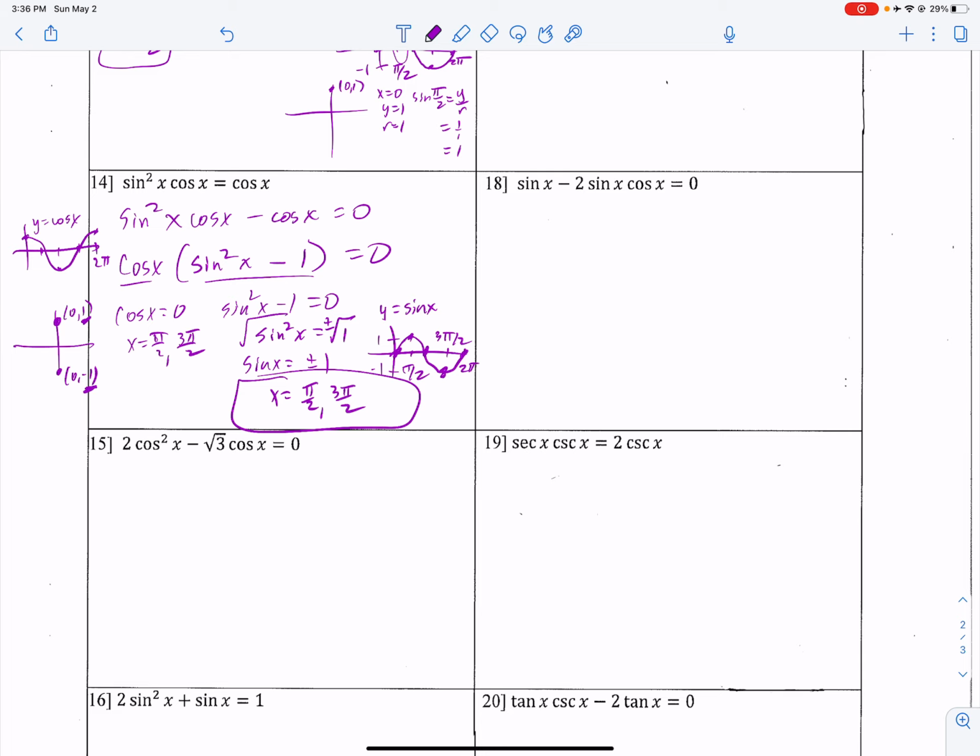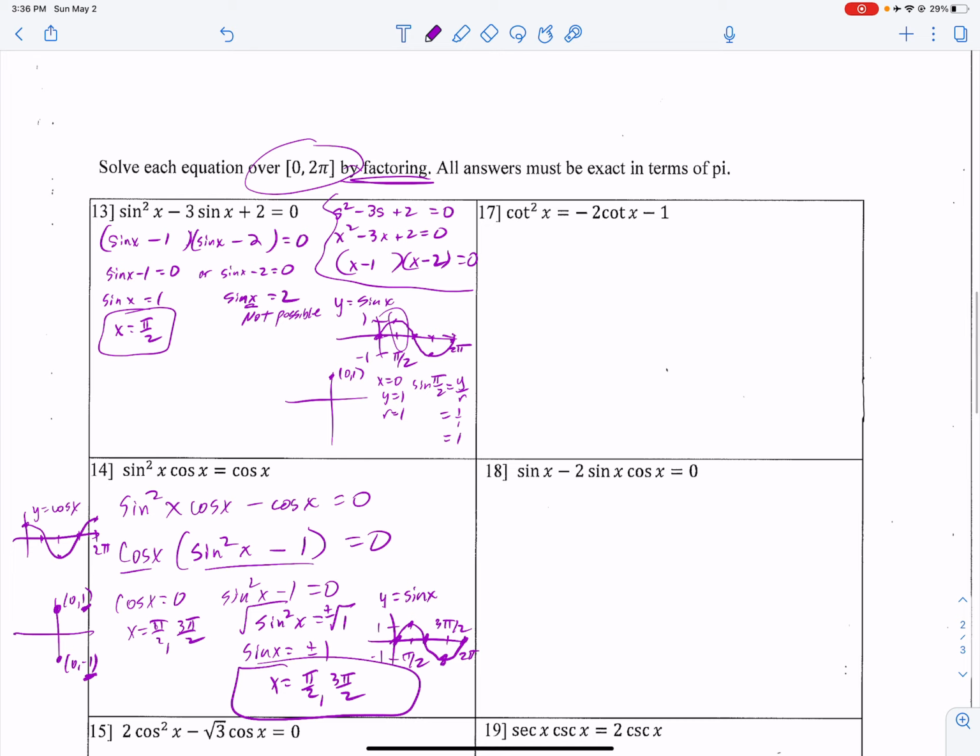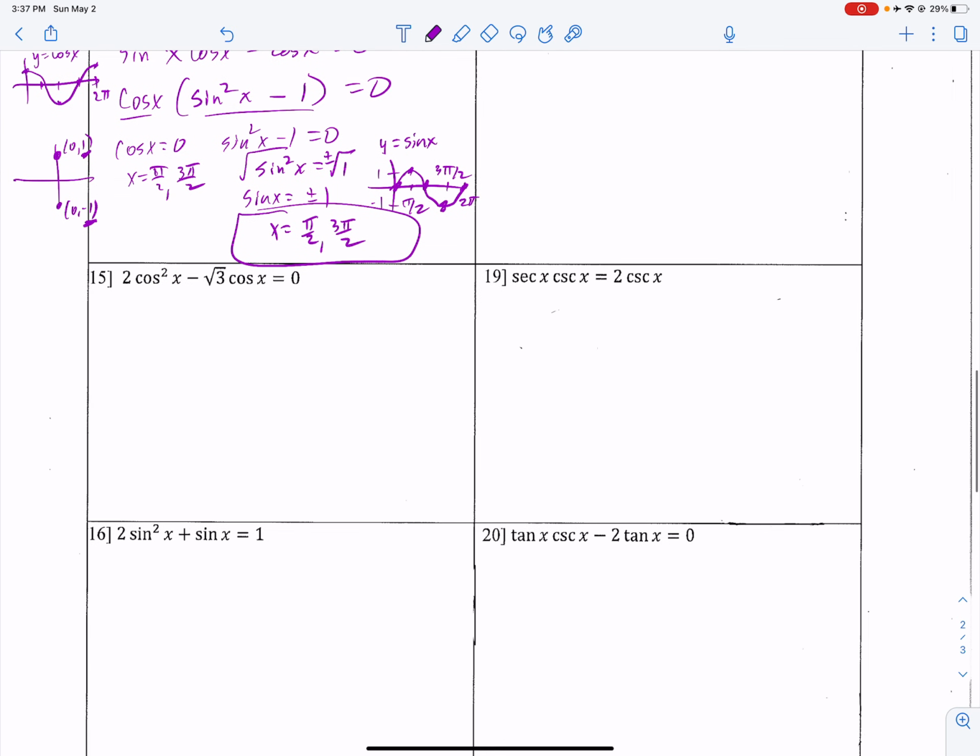But that's that technique where you've got to move it to one side, don't divide by it, you'll lose solutions. Usually in this case you might not have, but if you show the wrong work, you won't get full credit. So, using factoring. Okay, so this next one, I have a cosine squared and a cosine equals 0. It's already equal to 0, and I can factor out a cosine of x.